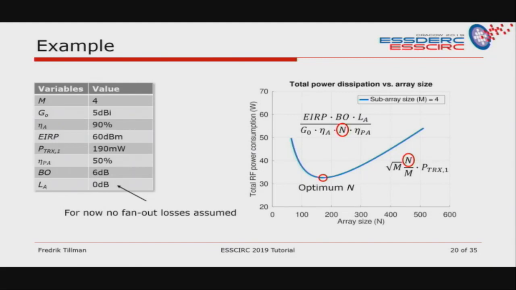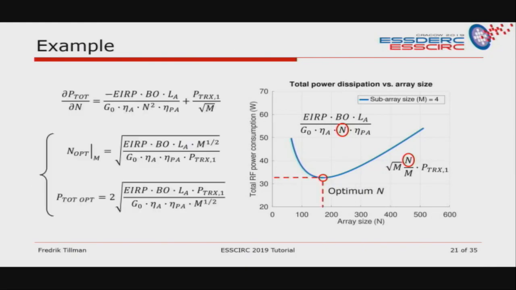And that is why suddenly the other term is starting to increase when you go up in array size. So the beam steering term, or part of this total power consumption, is then going in the opposite direction, and therefore you get this local minimum, an optimum. And that is happening when these two terms are equal in size.